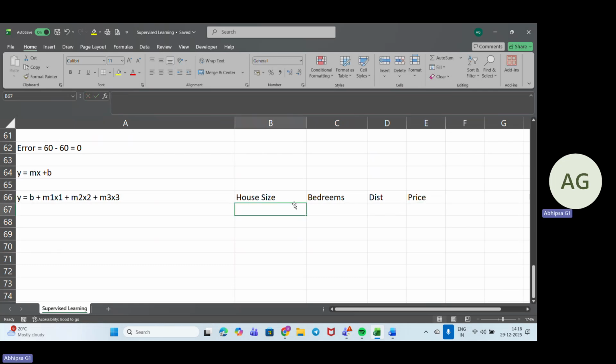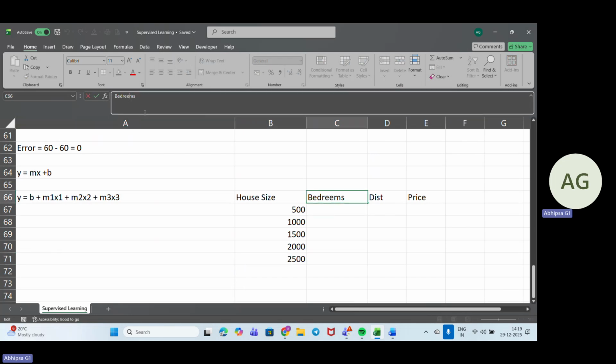Okay. So coming down to the house size, it is 500, going down to 1000, next 1500, next coming down to 2000, next coming down to 2500. Okay. So suppose the bedrooms, okay, the spelling is wrong.